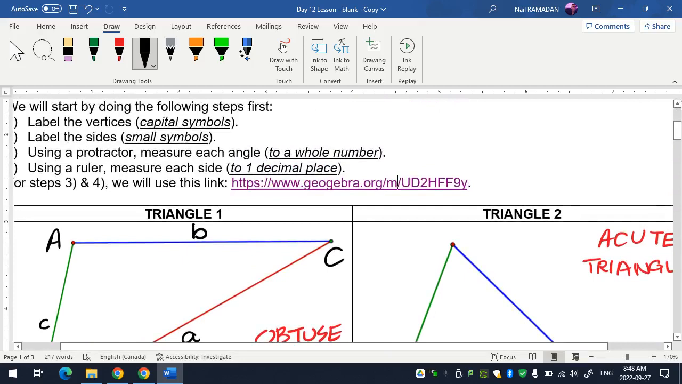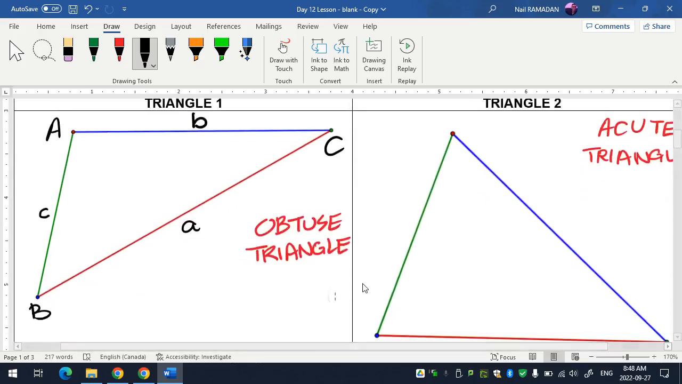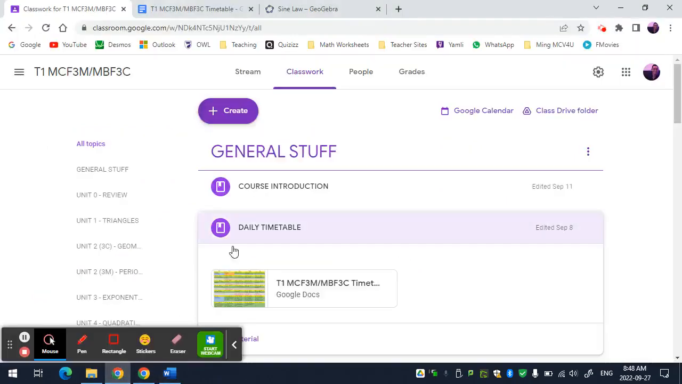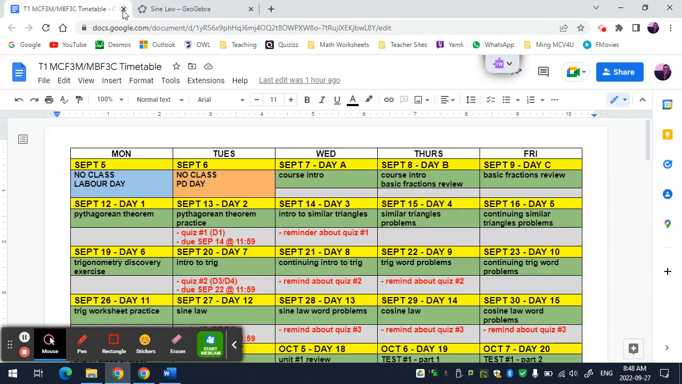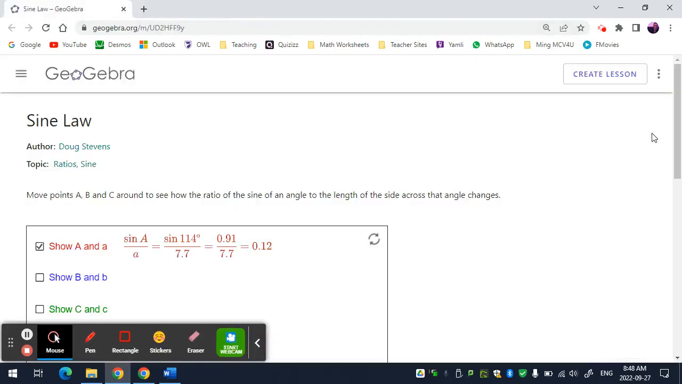Okay, using a protractor, measure each angle. Using a ruler, measure each side. I'm going to do both for you because I already have the website from which I got these two triangles. All I have to do is somehow create this triangle all over again. Check this out, everyone. Here it is.